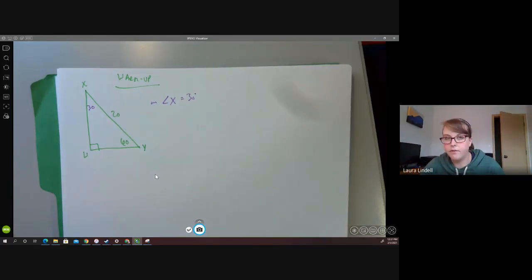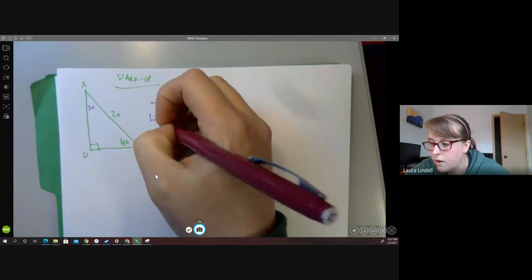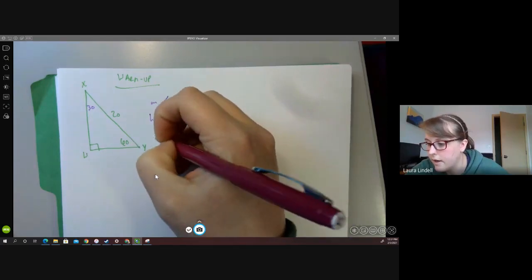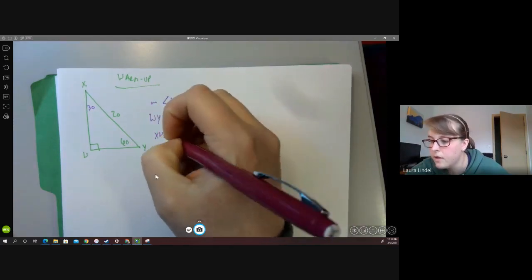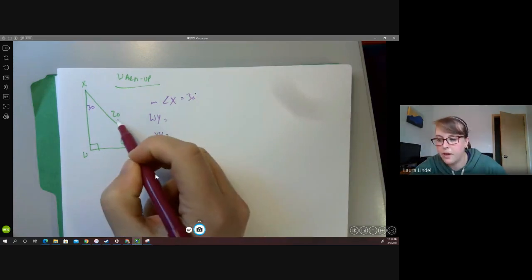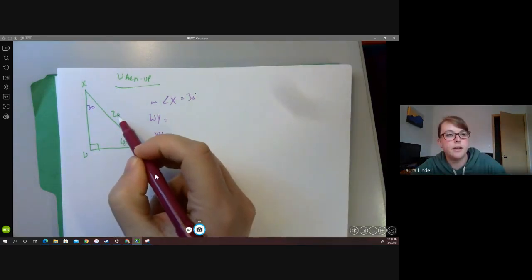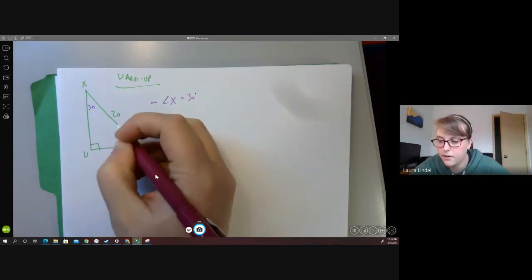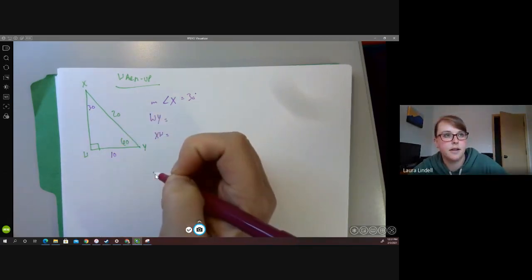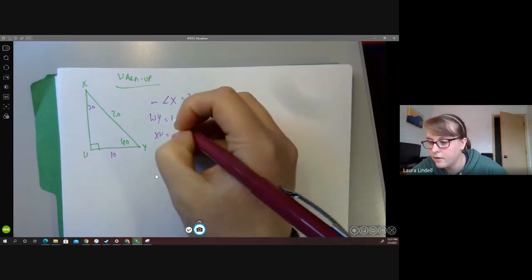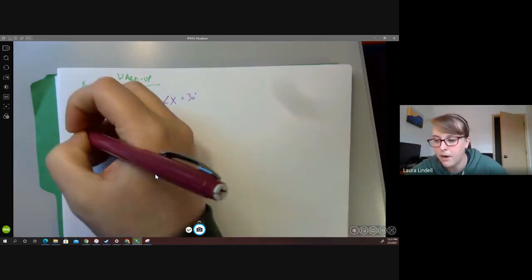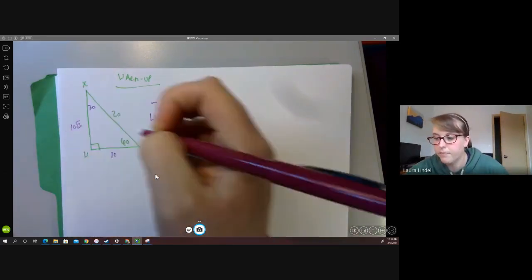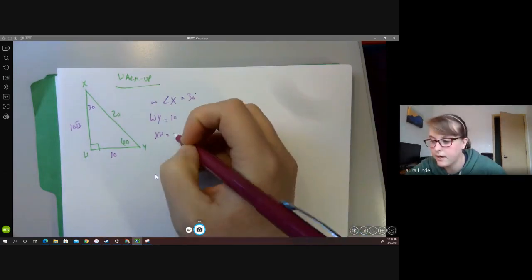All right, and then finding the sides, we need to find WY and XW. So knowing that this is the hypotenuse of a 30, 60, 90, you can just divide the hypotenuse by 2 to get that side, to get the short side. And then you can multiply it by root 3 to get the longer side.